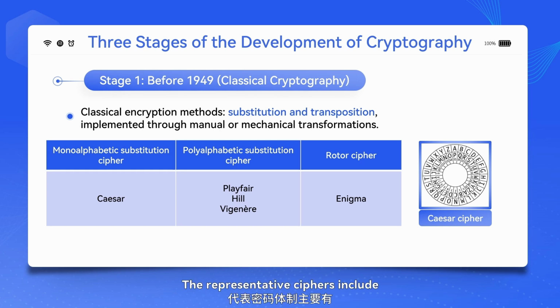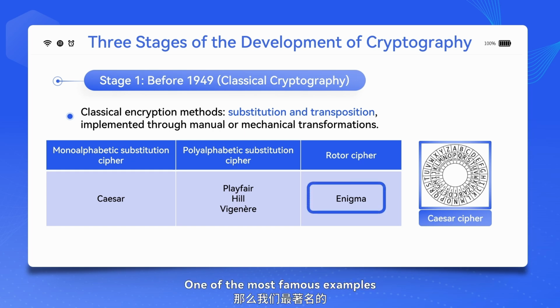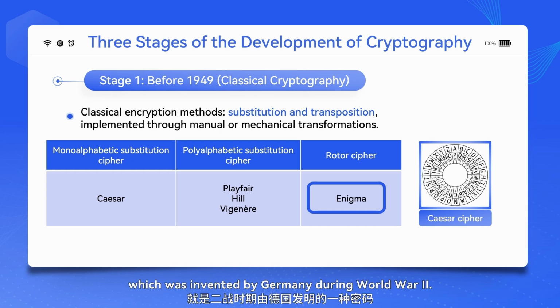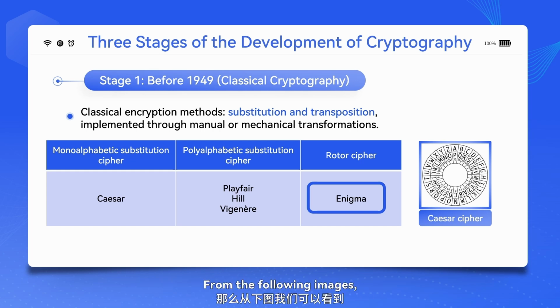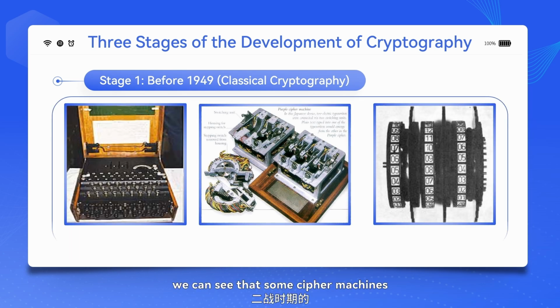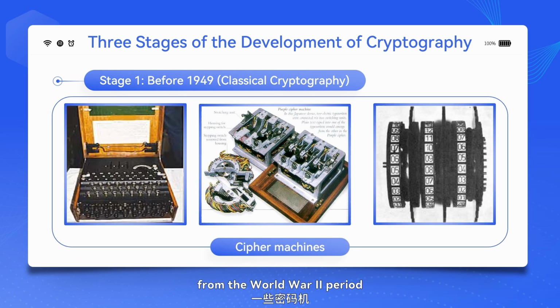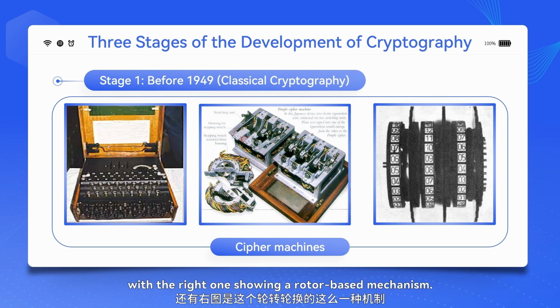The representative ciphers include the monoalphabetic substitution cipher, polyalphabetic substitution cipher, and rotor cipher. One of the most famous examples is the Enigma cipher, which was invented by Germany during World War II. From the following images, we can see that some cipher machines from the World War II period were based on manual operations, with the right one showing a rotor-based mechanism.